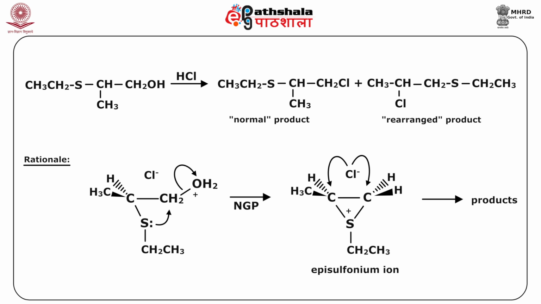The rationale is that the SN1 pathway leading to the formation of a primary carbocation is not as favorable as NGP, which is involved, leading to the episulfonium ion you can see here, which finally leads to the product. So you can see the importance of NGP here, students, how important it is in this mechanism, and simply it is not taking place by SN1. The more favorable pathway is NGP.